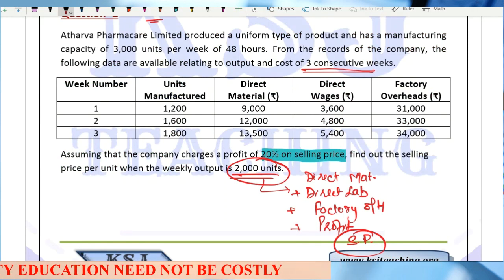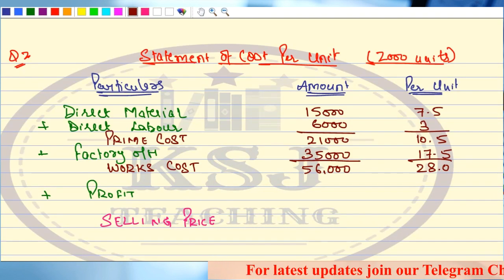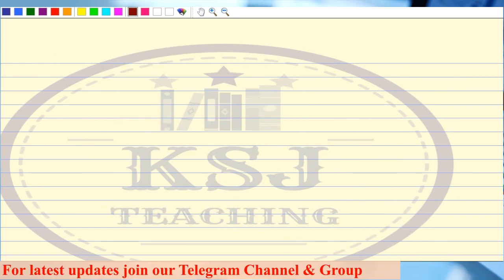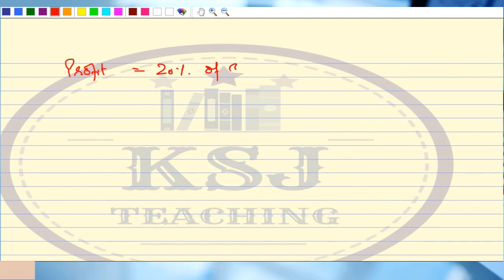He has given that profit is 20% on selling price, and in the whole of costing you have to be very careful whether the profit is given on the cost or on the selling price. Now listen to it very carefully. This is going to be really helpful. Okay, now you are given that profit is equal to 20% of selling price.